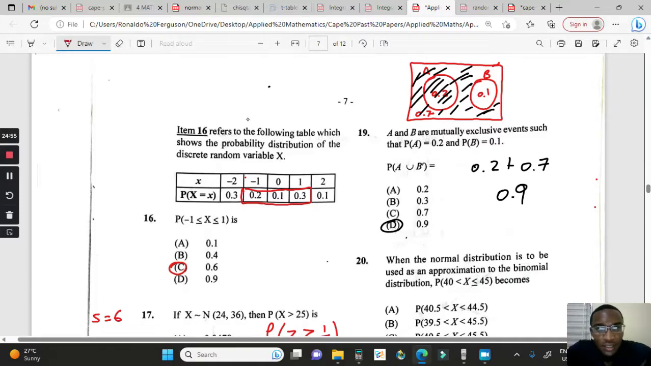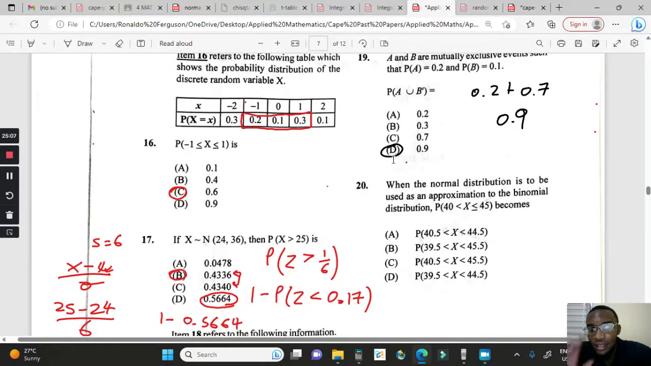Now, this question says, when a normal distribution is used as an approximation of the binomial distribution. So remember, the binomial can be approximated, and key things now. This right here, less than or equal to. Remember the binomial is discrete values, all right? So if it's less than or equal to 45 with the binomial, we can go up to 45.5. So it's less than 45.5.